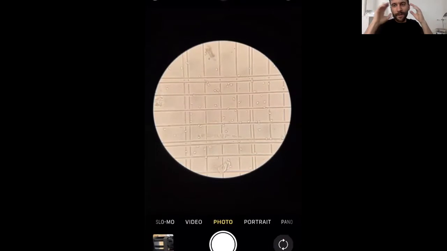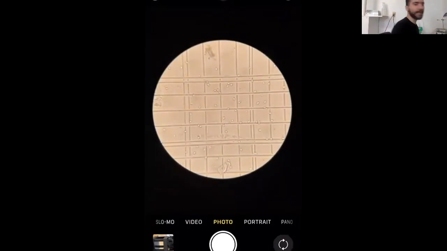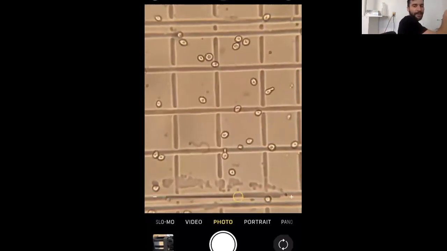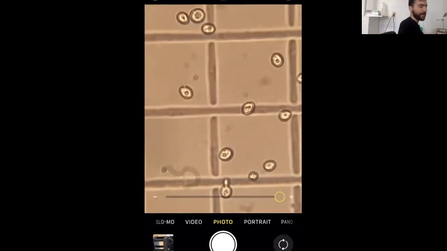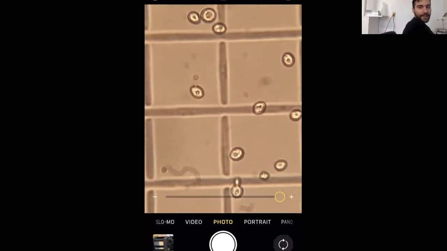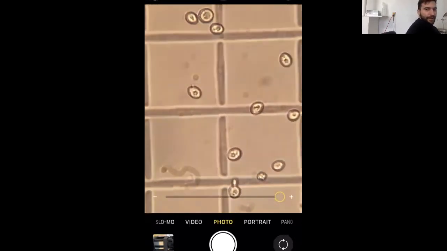One thing I wanted to show off too is that this iPhone attachment is so cool. I can zoom in really close to the yeast using just the zoom function on the iPhone. And so you can get a pretty cool view of the yeast. Not bad at all.